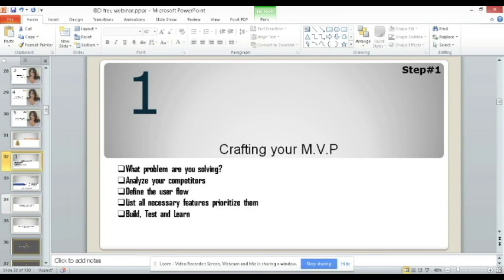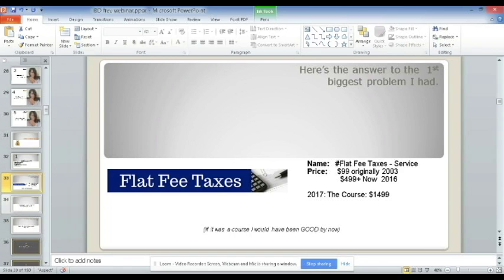So number 1 is crafting your MVP. If you don't know what your MVP is, it's your minimum viable product, or some people say MVC, minimum viable course. This MVP is going to get you to a place of understanding that, wait, I can do this. So you're going to decide what problems you are solving. You're going to analyze who your competitors are. You're going to define your user flow, list all necessary features and then prioritize them, and then build, test, and learn. Right? So here's the answer to the number 1 biggest problem that I had.